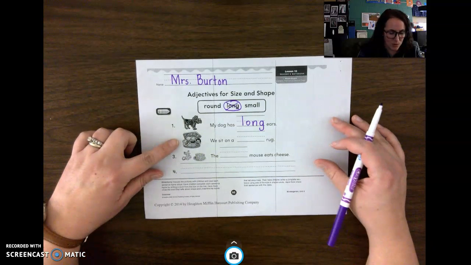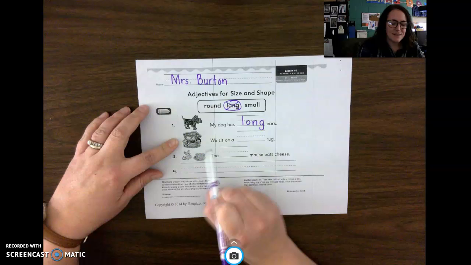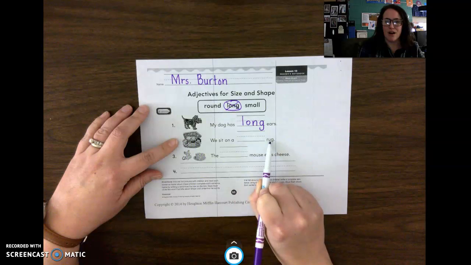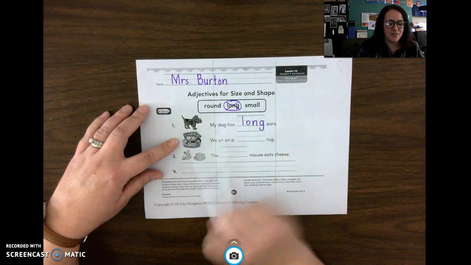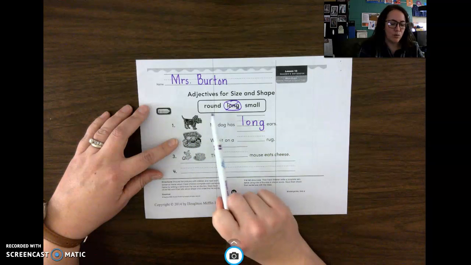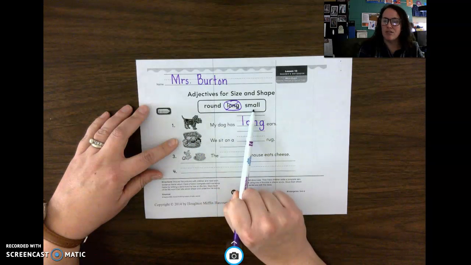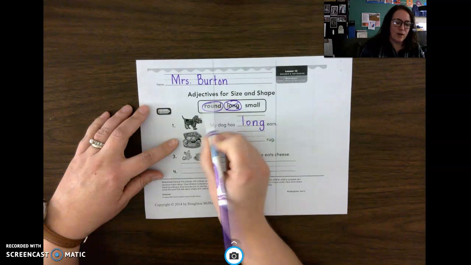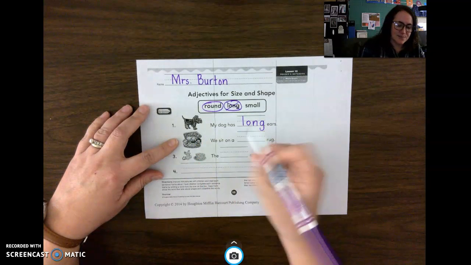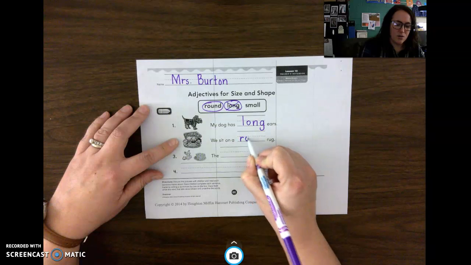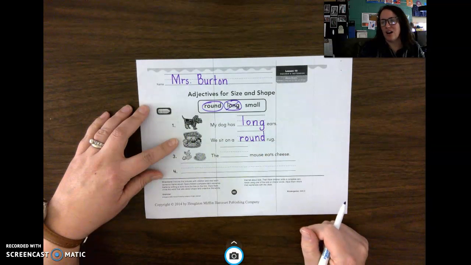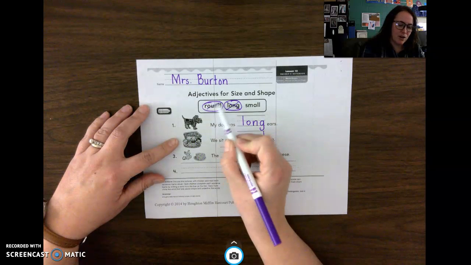And let's look at number two. These boys and girls are sitting on a rug. The sentence says, we sit on a blank rug. We've got two adjectives left. Which one do you think describes this rug? Is the rug round or is it small? It's round. It's round like a circle. So we're going to circle the word round and we're going to copy it to finish this sentence. R-O-U-N-D. We sit on a round rug. Round is an adjective that tells you the shape of that rug.